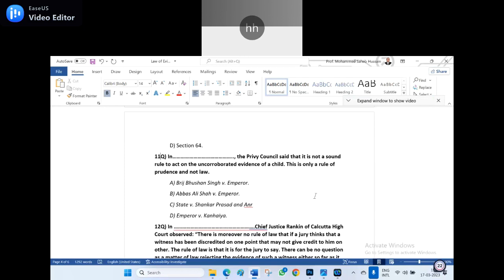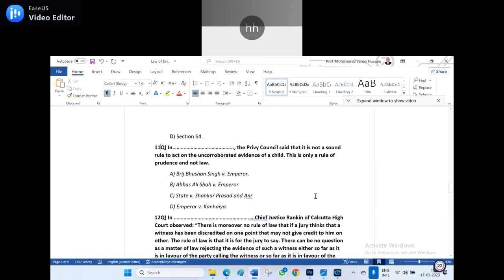Option B, Abbas Ali Shah versus Emperor. The Privy Council said it is not a sound rule to act on the uncorroborated evidence of a child. This is only a rule of prudence and not law.